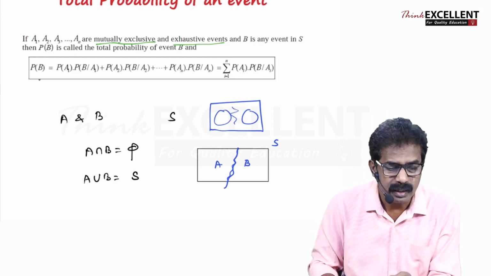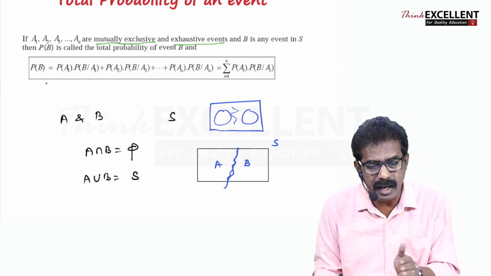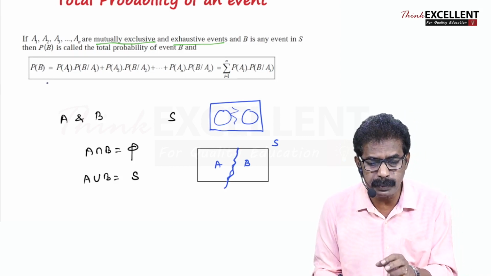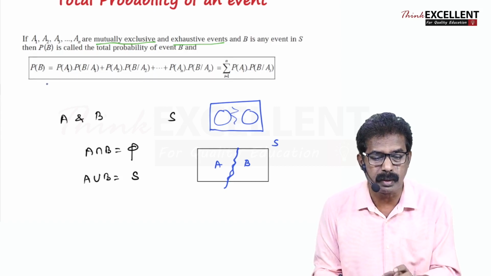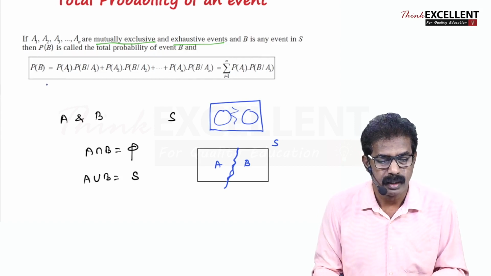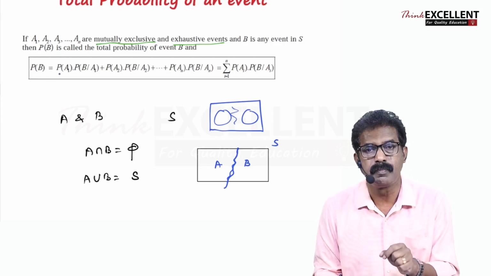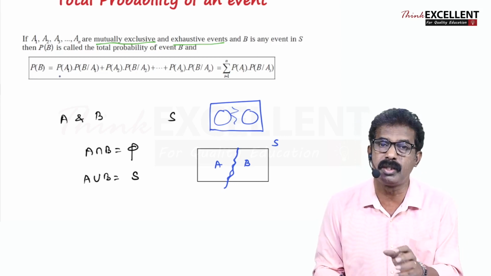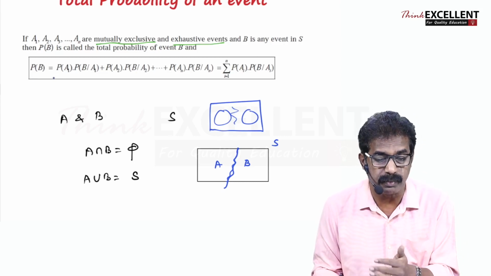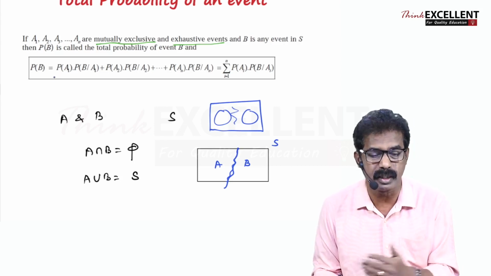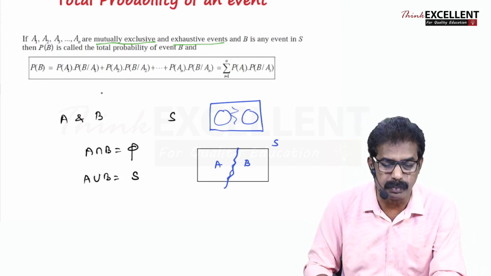So here is its extension. A1, A2, A3, etc., An are mutually exclusive and exhaustive events, and B is any event in S, then P of B is called the total probability of event B. And the formula is P of B is equal to P of A1 into P of B given A1, plus P of A2 into P of B given A2, plus P of A3 into P of B given A3, and so on. It depends on how many A's there are: A1, A2, A3, A4, right? So this gives the total probability.